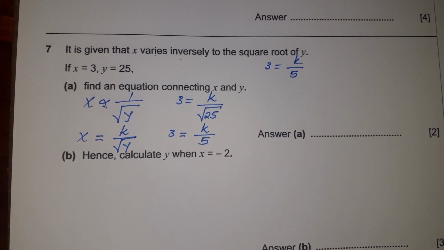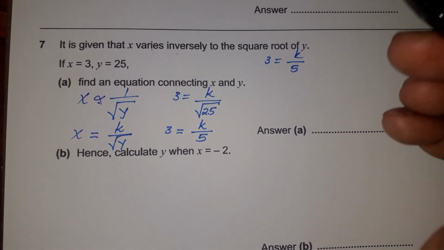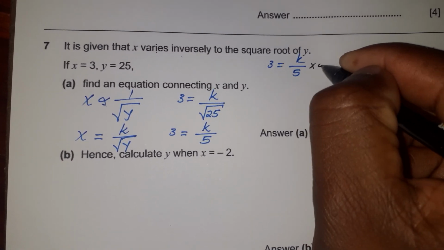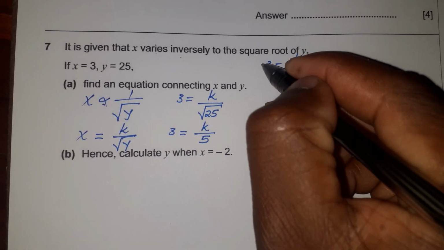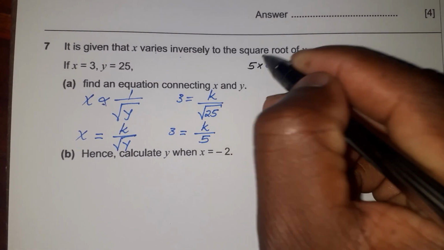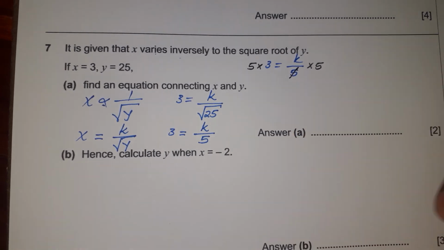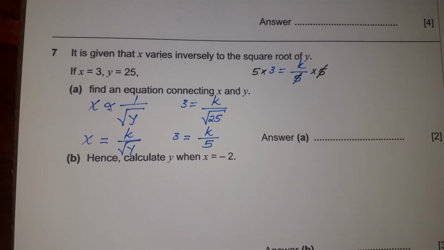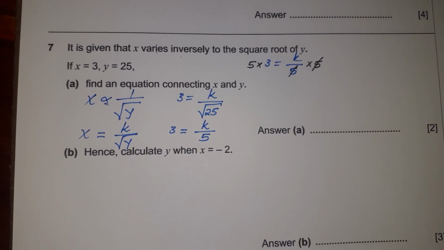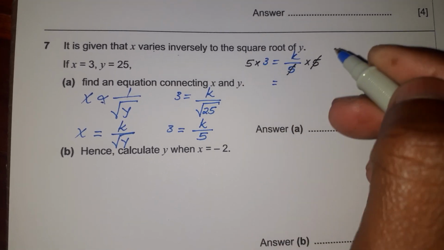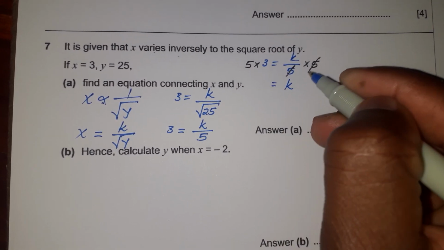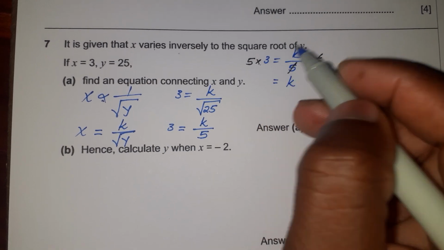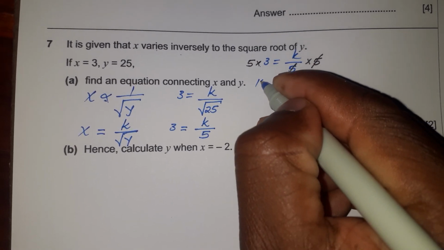We want to find the value of k. We multiply both sides by 5. We also do it this side, so that this 5 can cancel with that 5. And then this side we only have k, while this side 5 times 3 is 15.